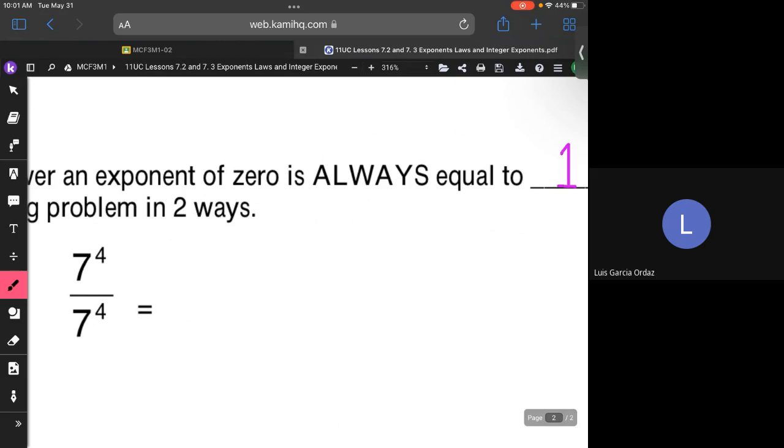So for the first one, I have 7 to the 4 divided by 7 to the 4. So I do 7 to the power of 4 minus 4, which gives me 7 to the power of 0, which gives me 1. So the reason why it's 1, do you guys know the reason why it's 1?